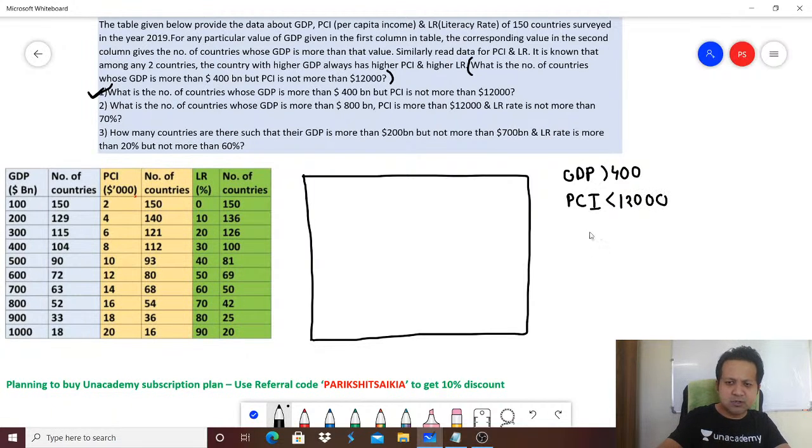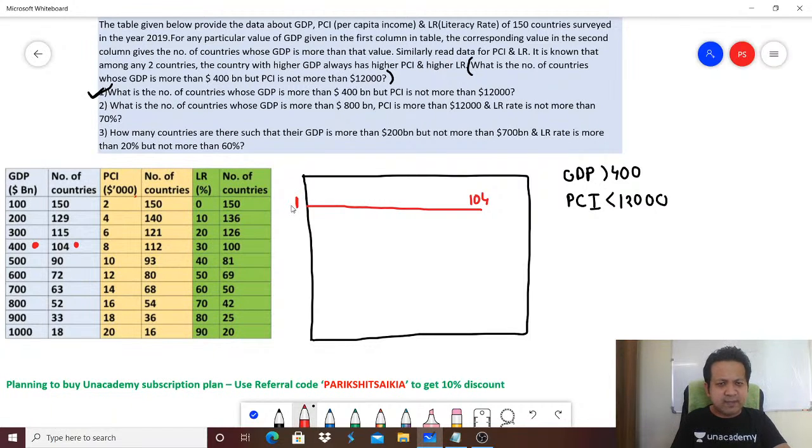Perfect. Now let's look at it. How many countries are there? Look at this number, GDP greater than 400. These countries are your number, this is your corresponding number. A total of 104 countries exist in the world whose GDP is more than 400. So can I draw a line? 1 to 104.